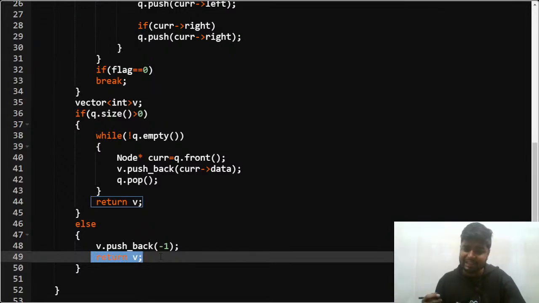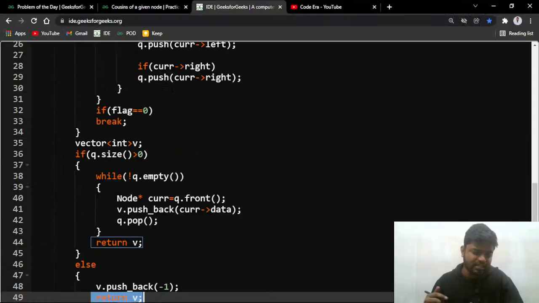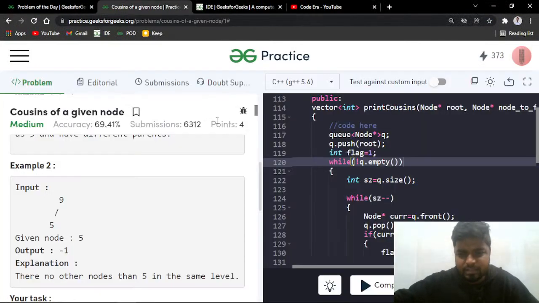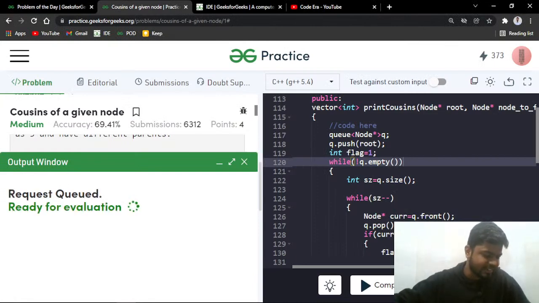And since we are iterating through each node only once, the time complexity would be order of n and the space complexity would be order of n as well. Let me submit this code for you and show you that it is getting accepted, right?